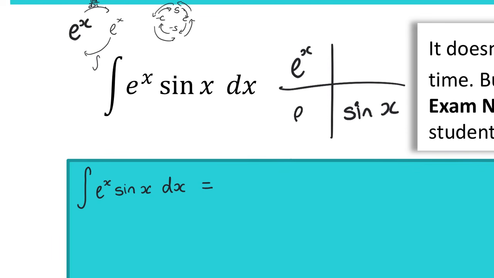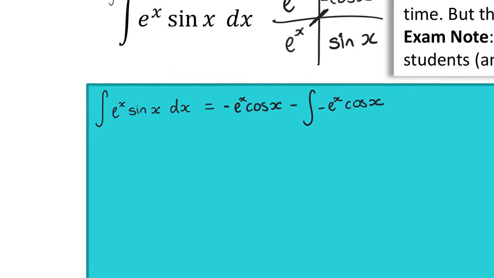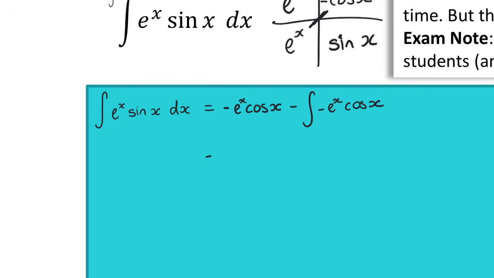So e to the x sine x integrates to? Minus cos x. Brilliant. So this equals minus e to the x cos x minus the integral of minus e to the x cos x. Okay? So what does this then equal?